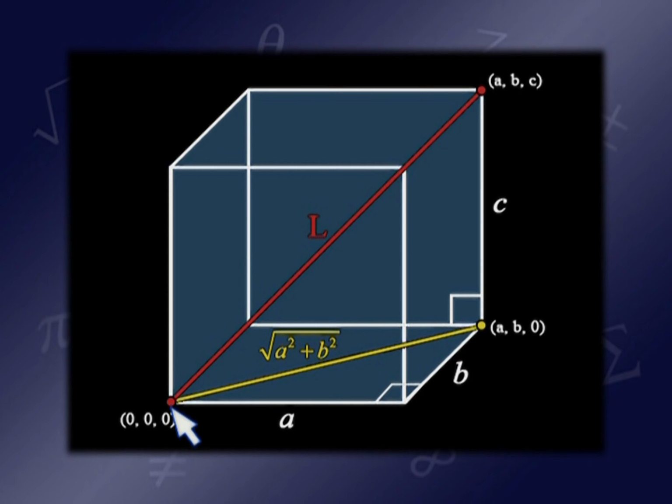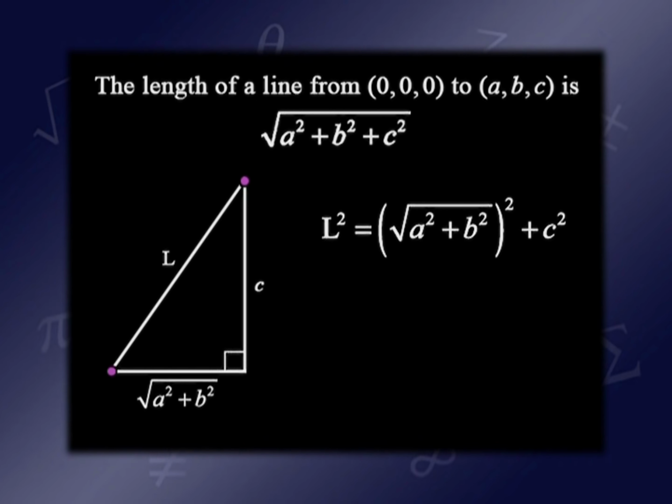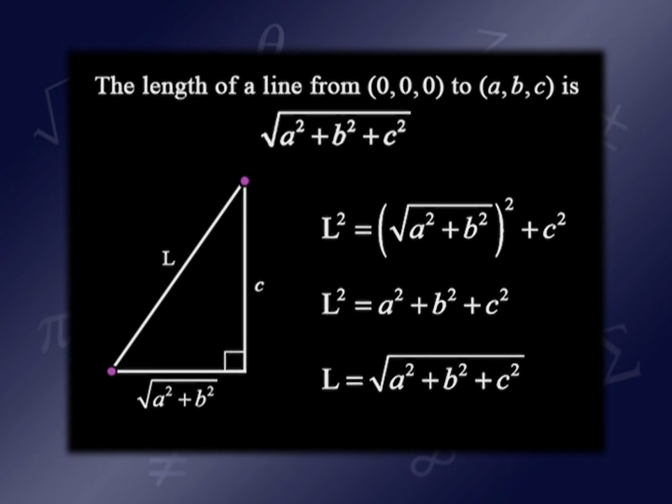So the length that we're interested in looking at is going to satisfy L squared equals the square of the square root of a squared plus b squared, plus c squared. But when you square a square root, the square root goes away and we're left with a squared plus b squared plus c squared. In other words, the length of that line is the square root of a squared plus b squared plus c squared, which is a very attractive looking formula. The length of a line from 0, 0, 0 to ABC is the square root of a squared plus b squared plus c squared.